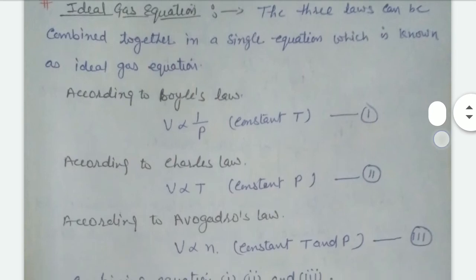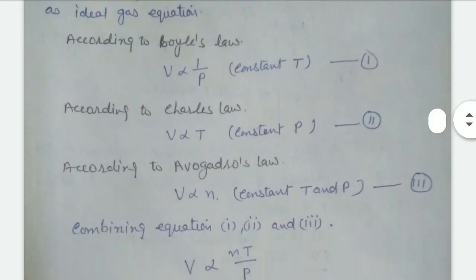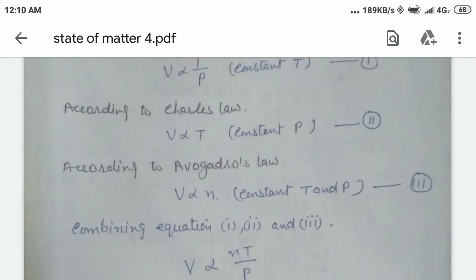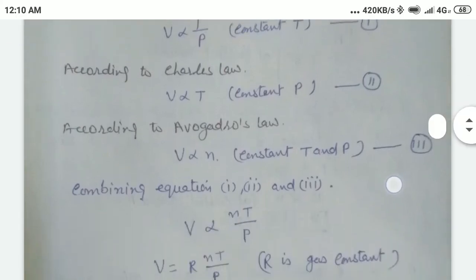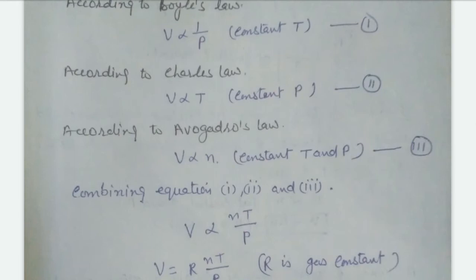According to Boyle's law, at constant temperature, volume is inversely proportional to pressure. V is proportional to 1 upon P. According to Charles's law, at constant pressure, volume is directly proportional to absolute temperature. Then V is directly proportional to T. According to Avogadro's law, at constant temperature and pressure, the volume is directly proportional to the number of moles of gas.